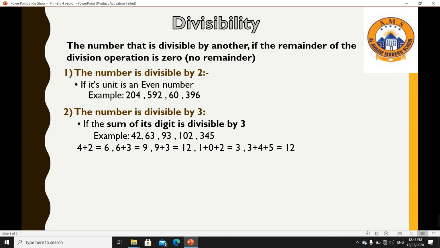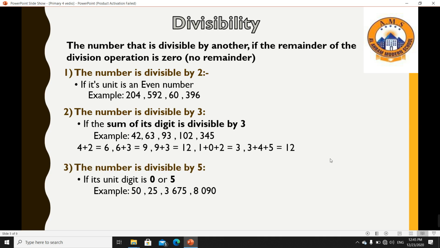Let us take another example, but a big one. 345. It's a big number. It consists of 3 digits. What will I do? Add them together. 3 plus 4, 7. 7 plus 5 equals 12. Can you find 12 in table 3? Sure. So that means that this number is divisible by 3.